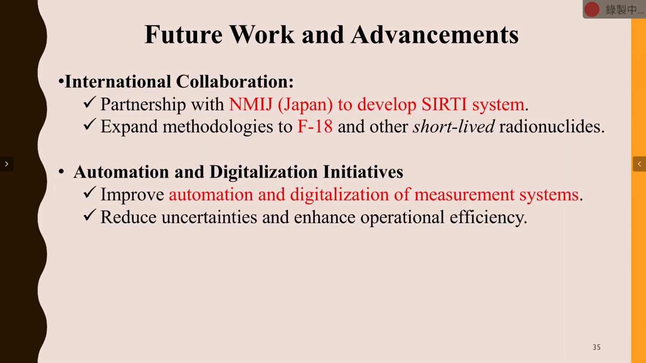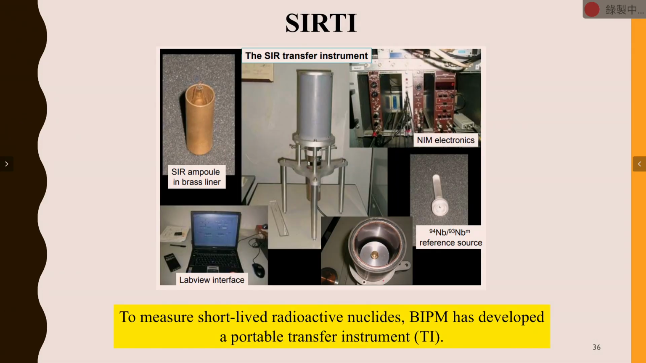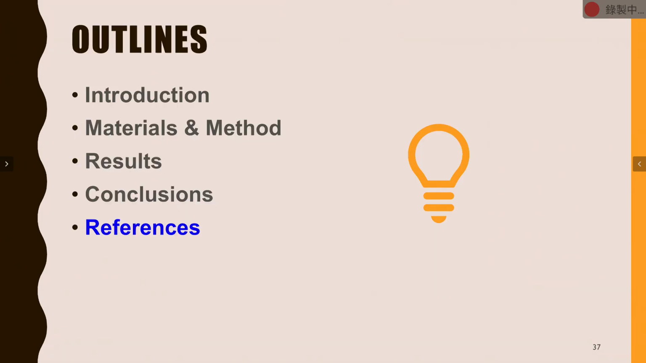And this is the TDCR for BIPM. For short-lived radionuclides such as fluorine-18 and TC99m, international transfer is impractical due to rapid radioactive decay. So internationally, they developed a TDCR system to establish the short half-life radionuclide standard. And this is the reference, and that is my presentation. Thank you very much.